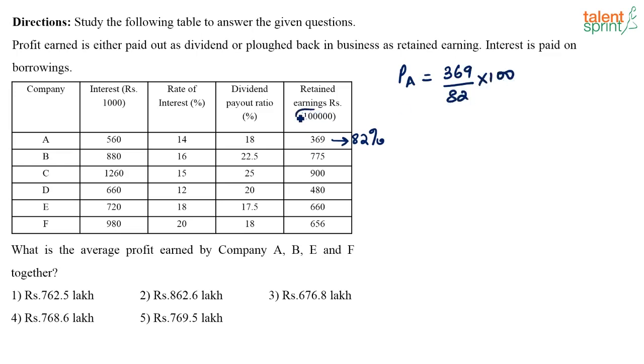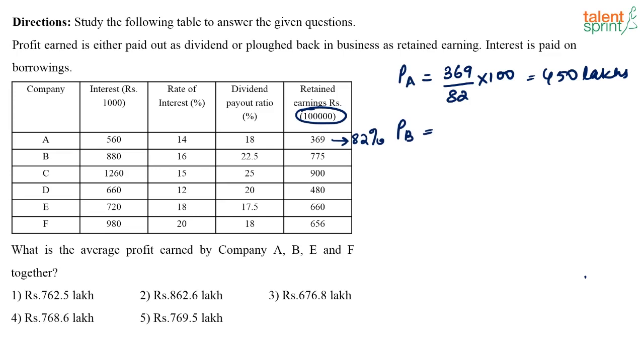Again, let us not use this 10 to the power 5 for now. We will use it towards the end because it is easier to solve. What does this mean? 369 refers to 82%. So what is 100% of profit? 100 into 369 by 82, which is equal to 450. Now this is in terms of 10 to the power 5, or lakhs. So 450 lakhs, or 450 into 10 to the power 5.